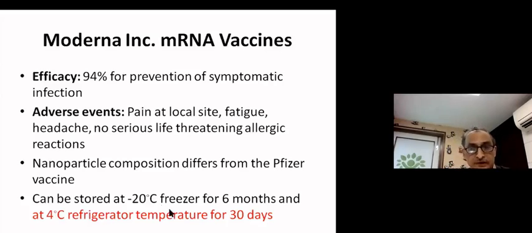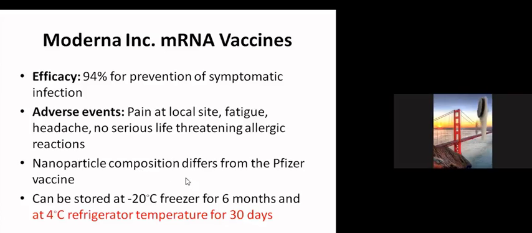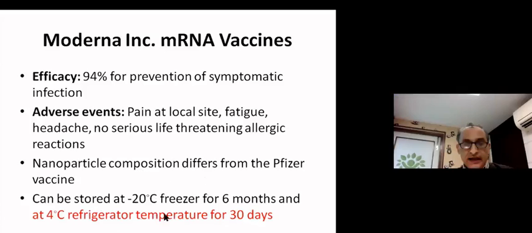But the lay public is a little skeptical about the nanoparticle technology because we have not used it in the bulk manufacturing of vaccines as of now. So we need to see how it works. This can be stored at minus 20 degrees in the freezer for 6 months and at 4 degrees for 30 days. So we should be seeing this vaccine in the Indian scenario also.